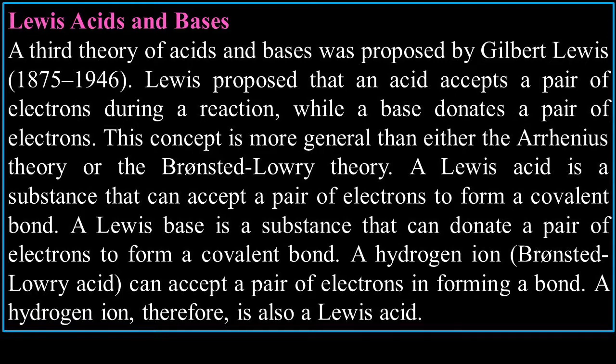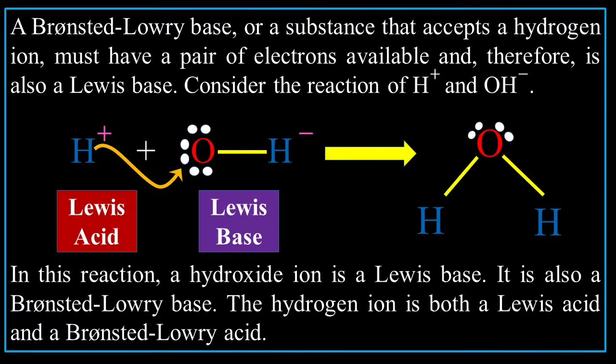A Lewis acid is a substance that can accept a pair of electrons to form a covalent bond. A Lewis base is a substance that can donate a pair of electrons to form a covalent bond. A hydrogen ion, a Bronsted-Lowry acid, can accept a pair of electrons in forming a bond. A hydrogen ion, therefore, is also a Lewis acid. So you're getting away from the whole concept of hydrogen being involved at all, as you'll see later on.